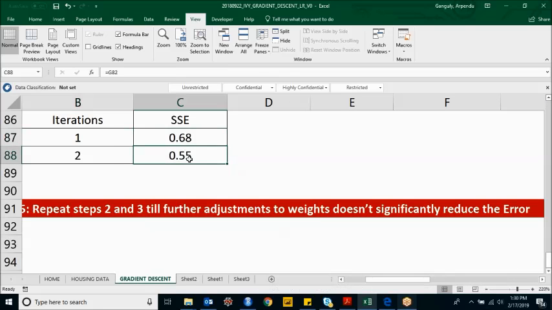First it will be 0.68, 0.55, it will go down, down, down, down, and it may increase or remain, or the decrease may not be highly significant. So the gradient is your delta SSE by delta A and delta SSE by delta B.